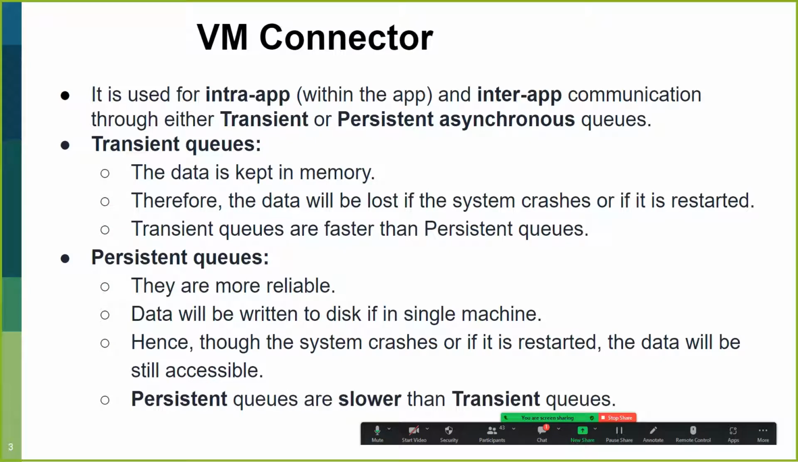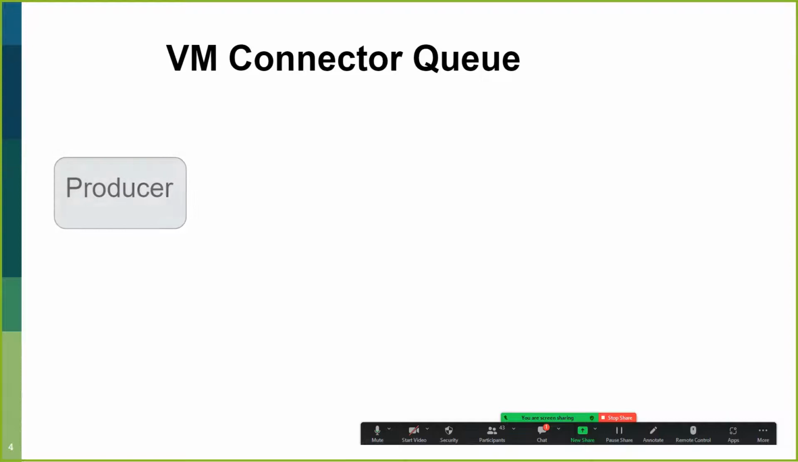It is slower than transient queues. But what are queues? How do we use them? How are they used in API integration? Let's see. For this particular case, there is a producer. Producer in this case means the application that sends the message. So that is called producer.